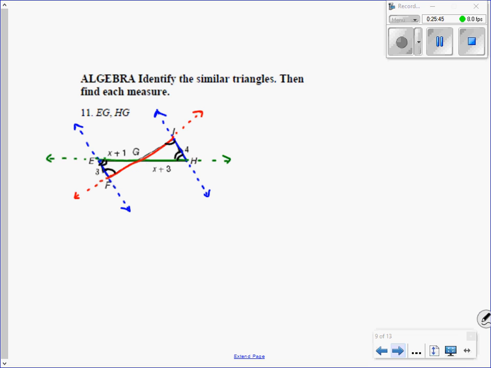So they have a scale factor, they have a ratio. The EF side, this little piece down here, and the IH side, those are the corresponding pieces. So that means this little triangle is going to be smaller than that one. These triangles are in a 3-to-4 ratio.